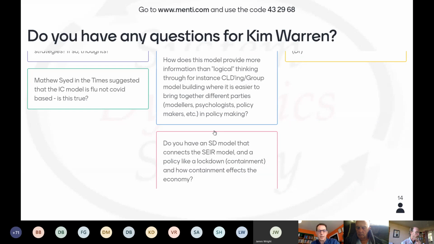Do you have an SD model? One or two questions. Do you have an SD that connects SEIR and a policy like a lockdown? Well, that is what the model does. It connects the SEIR with the lockdown and containment strategies. What it doesn't do is we have not got any collateral impact on the economy or other things to do with people's more general welfare.